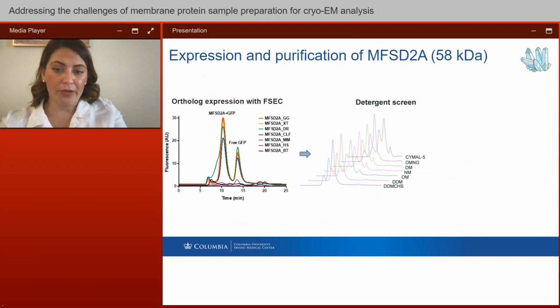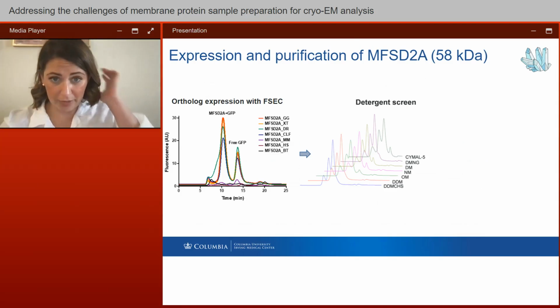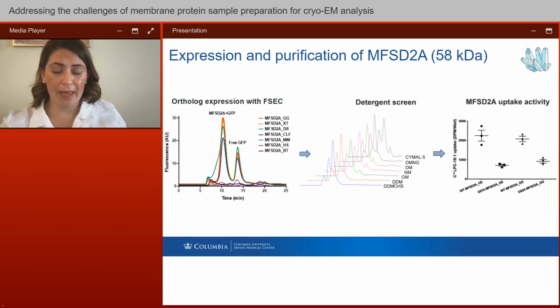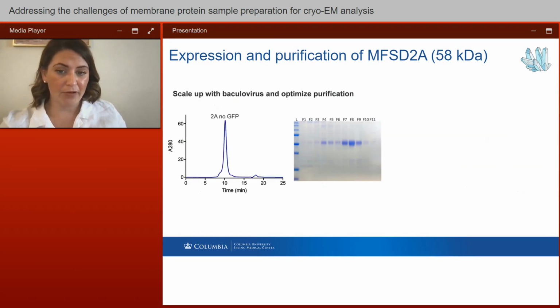So we took our MFSD2A Gallus-Gallus and tried it in a range of different detergents, and it actually tolerated a lot of them fairly well, but DDM-CHS was the best and the sharpest, so this is DDM supplemented with cholesterol hemisuccinate. And so we moved forward with that. Of course, we wanted to check that this transporter was functional, which we first did. Once confirming that, we amped up the expression of this protein using a baculovirus system. We optimized our purification strategy.